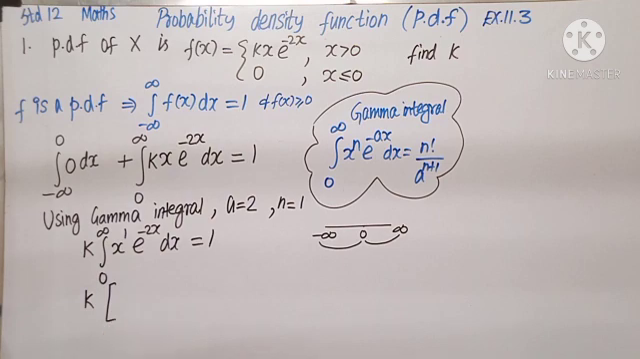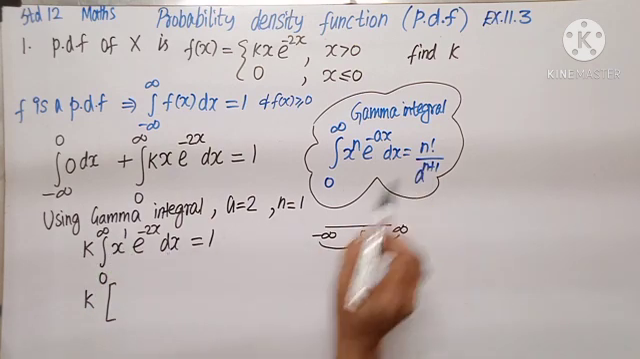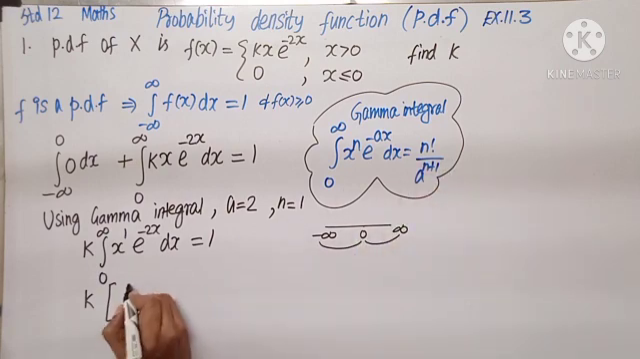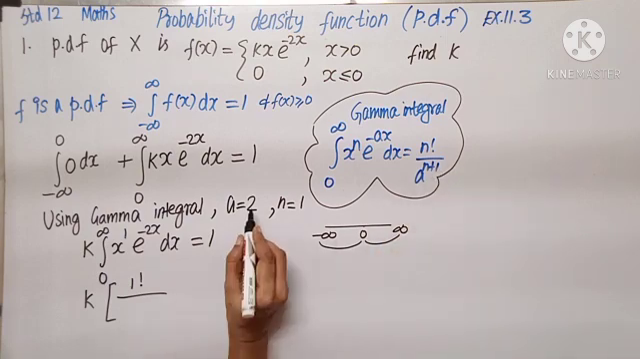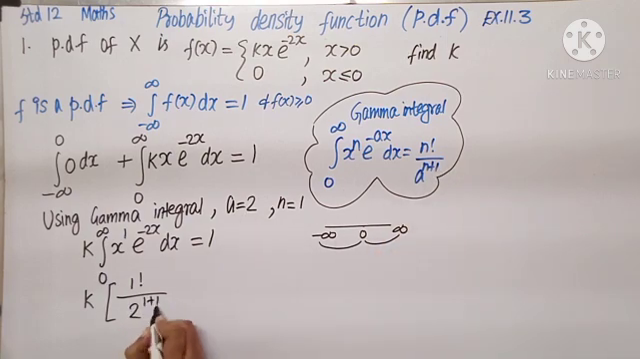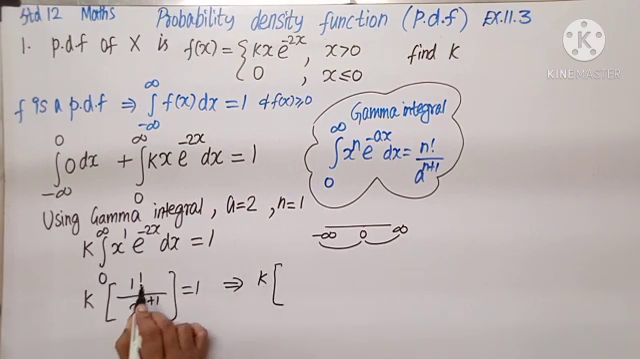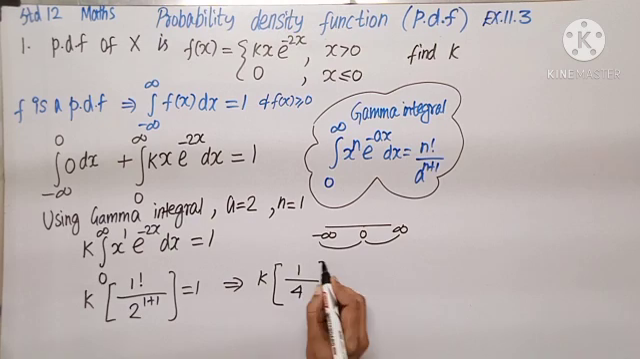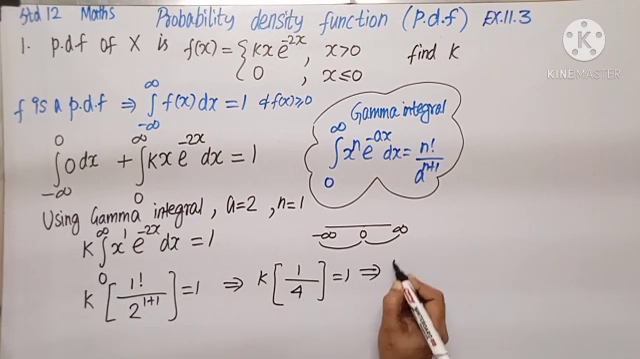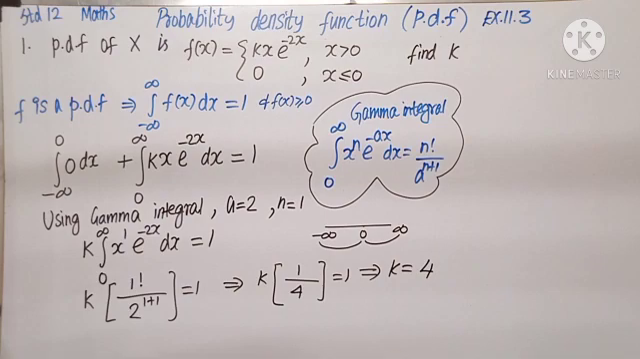K into x power 1 e power minus 2x dx. I can apply the formula n factorial by a power n plus 1: 1 factorial by 2 power 1 plus 1 equals 1. Let us remember 1 factorial is 1, divided by 1 plus 1, which is 2. 2 square is 4, that is equal to 1, which tells me k is 4. The question was to find k, and we have found it.